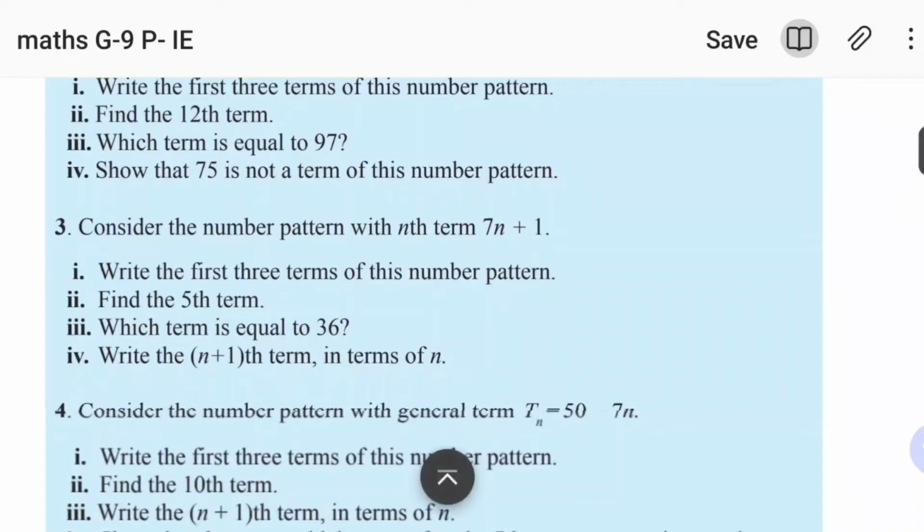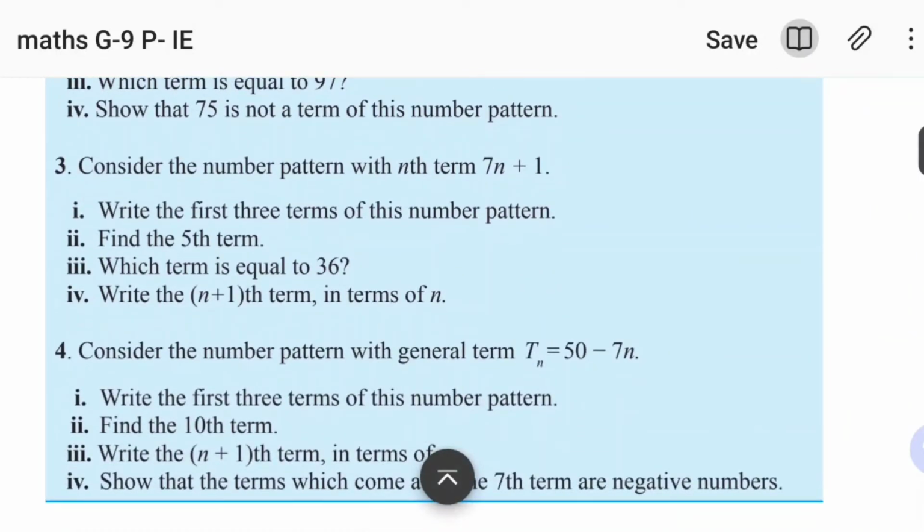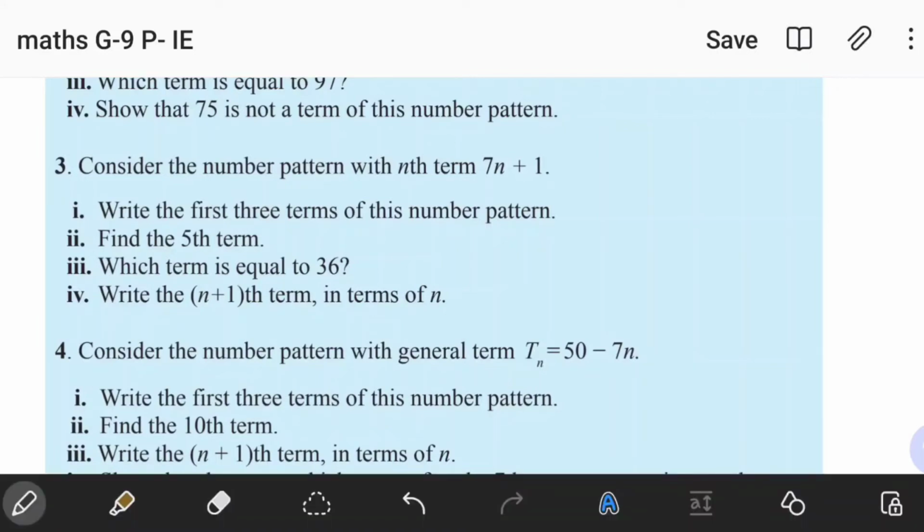Okay, let's move on. I think I can skip the third question, because if you look at it, it's pretty easy. You can find the first 3 numbers. Finding the fifth term is pretty easy. Which term is 36? Again, you make it 7n plus 1 equals 36, and figure out what to do with that. And then write the (n plus 1)th term. Again, you can pretty easily substitute. So let's just do that.